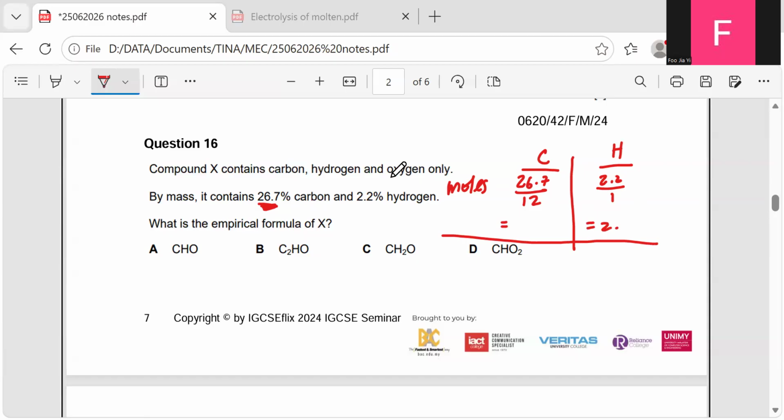Oh, sorry. Oxygen. I forgot to calculate oxygen. So if this plus this is 100%, how much is oxygen? You take 100% minus 71.1. Okay. So you find the ratio of all three.